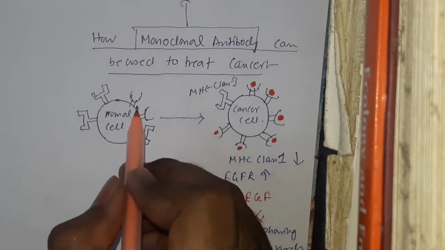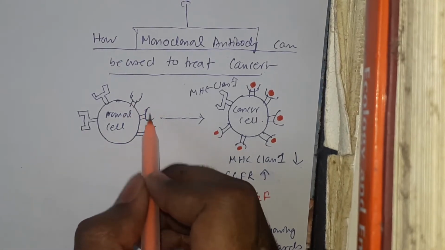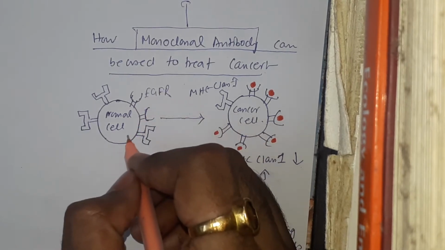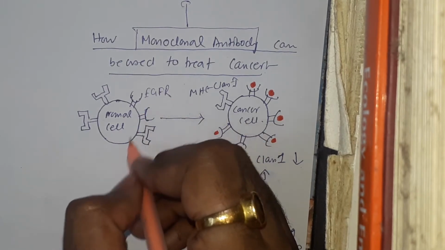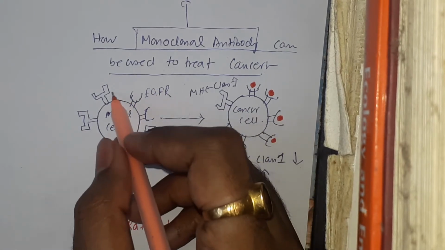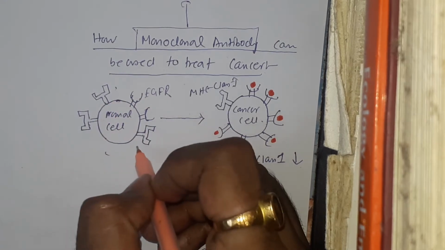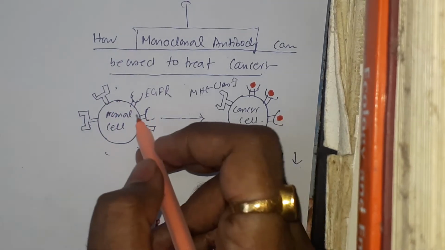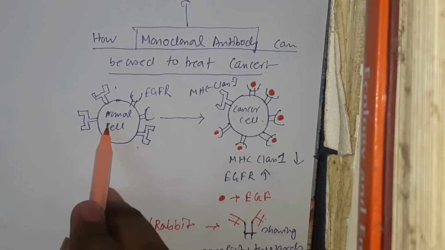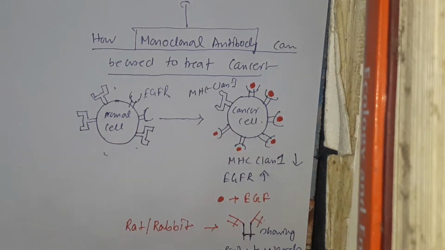In normal cells, there are various growth factor receptors, suppose epithelial growth factor receptors, but they are present in normal cells in small amounts. They help in the development and growth of the normal cell, right? And here MHC class 1 molecules are present in sufficient amounts that can be recognized by a TCR, right? But when this normal cell somehow converts into a cancer cell, this may be because of mutation, this may be because of viral infection, whatever.